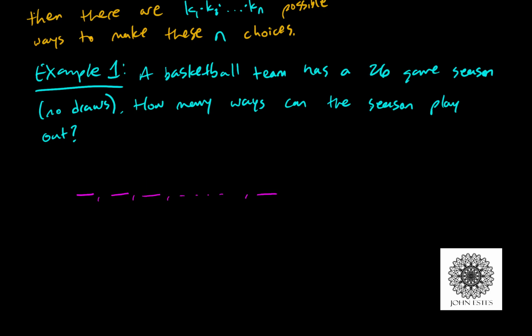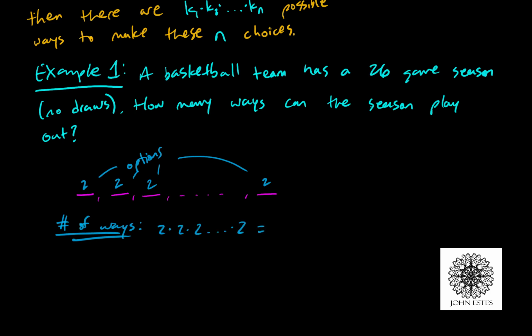So we're going to use the multiplication rule because I know for the first game there's two options, right? Either win or lose. For the second game there's two options. And for each one of these games we have two options. So by the multiplication rule, the number of ways will be 2 times 2 times 2 times 2, 26 times. So we get 2 to the 26th power. Here we're going to have to turn to our good buddy the calculator, and when you type that in, you should get this number, 67,108,864 ways that this simple 26 game season could play out for this particular team.